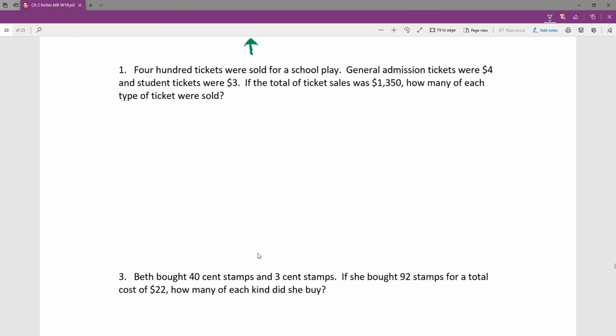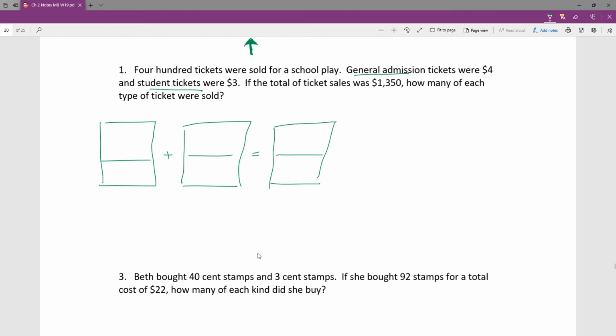So this one says that we've got some tickets for a school play. We've got general admission tickets and student tickets. We've got two different kinds of tickets contributing to the total of the tickets at this play. So we'd have two parts and a total. These are going to be the general $4 tickets, and these are going to be the student $3 tickets. Okay. It says that 400 tickets were sold for the school play.